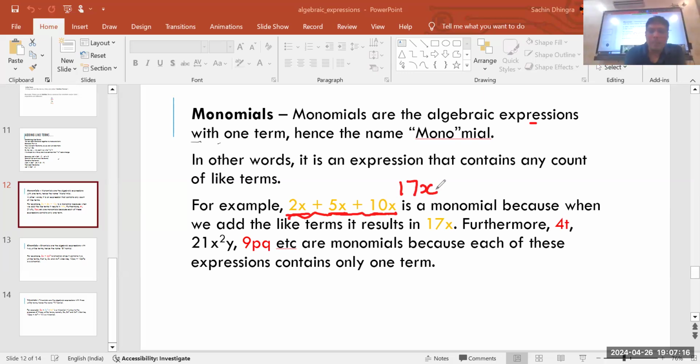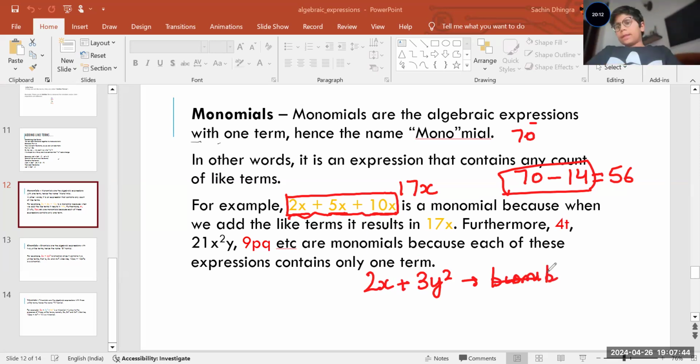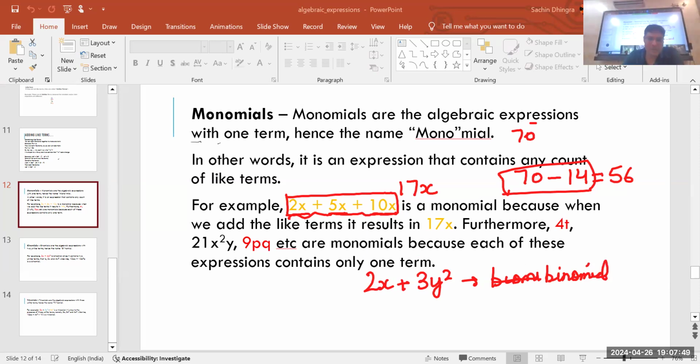Yes, beta, but it isn't a monomial as written. If this comes in a question, I will call it a monomial. Like 70 is a monomial. Even if the question has 70 minus 14, it is a monomial only. I will call it a monomial only. Then how will we differentiate? I will tell you, if I give you a question 2x plus 3y square, it is a binomial. You cannot combine them. If they are unlike, then only they are a binomial. Yes, okay, got it.